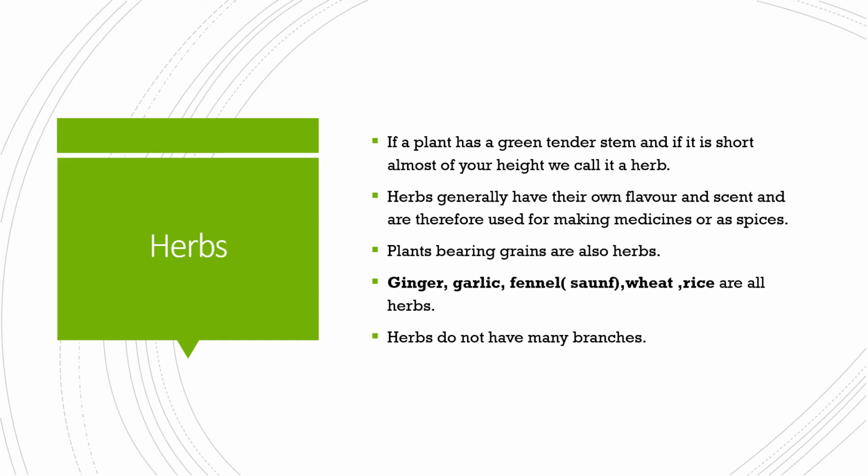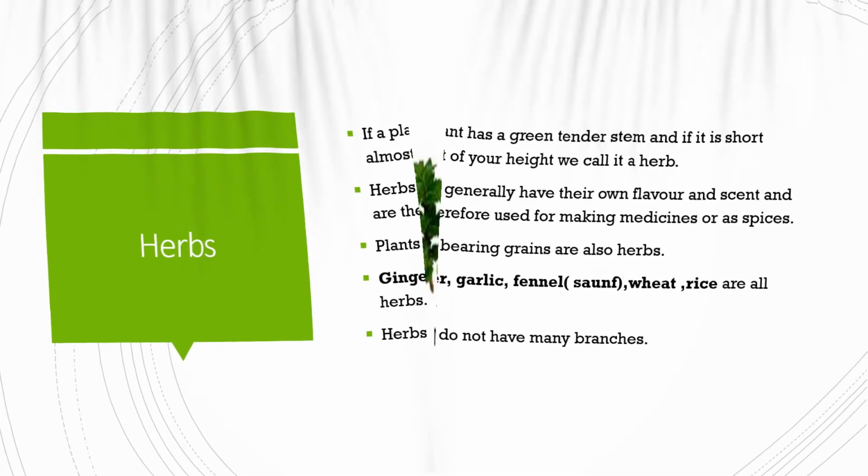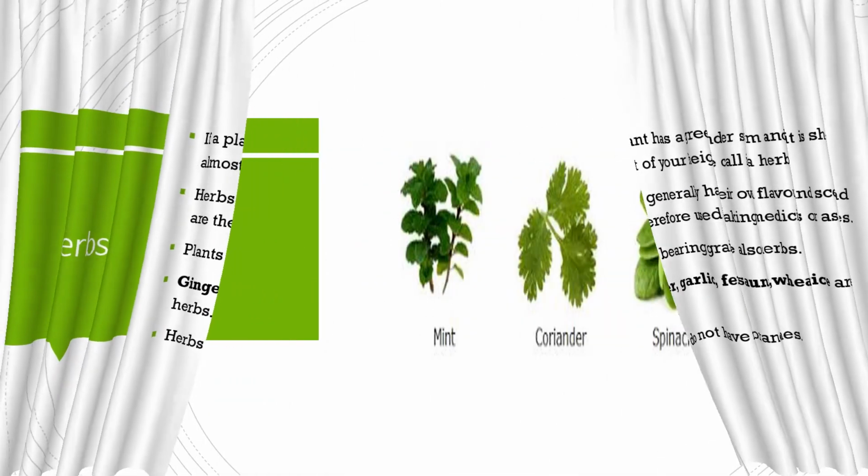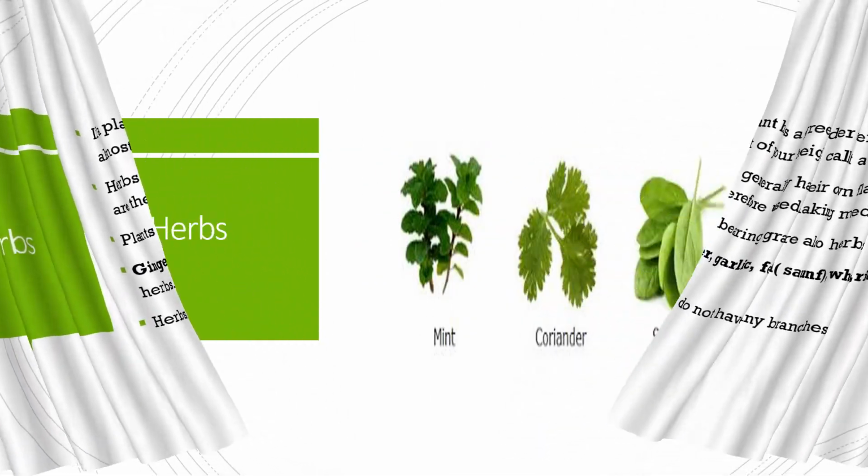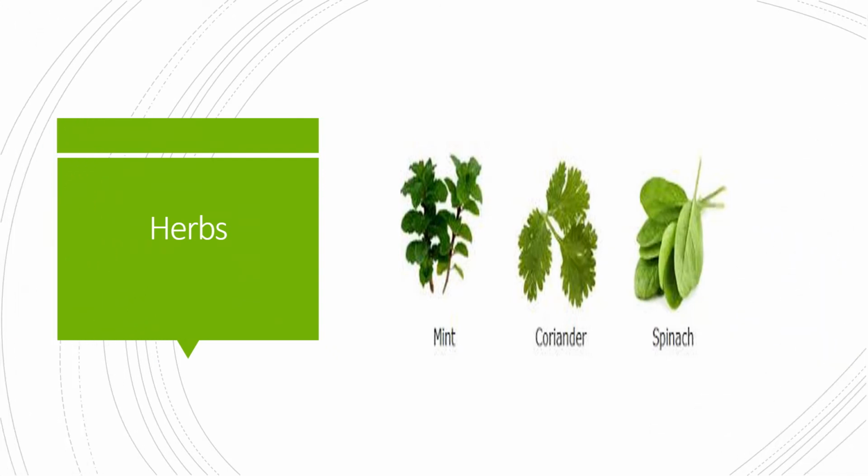And one important thing about herbs is herbs do not have many branches. Some examples of herbs are mint, coriander and spinach. These all are examples of herbs. So here you can see the examples of herbs: mint, coriander and spinach.